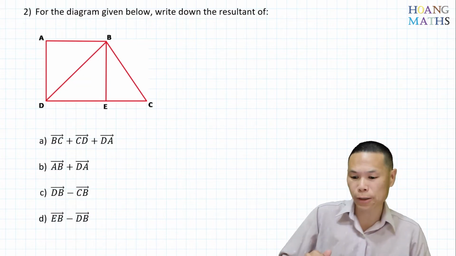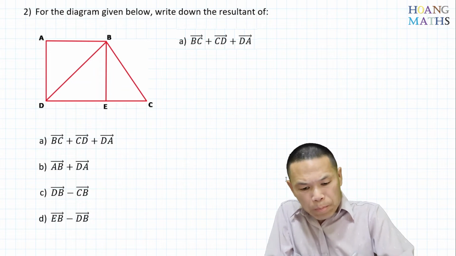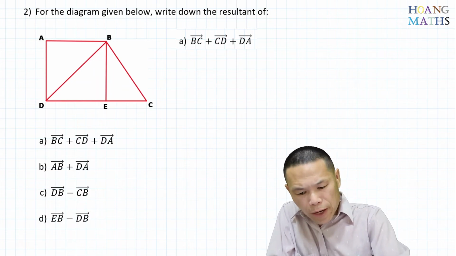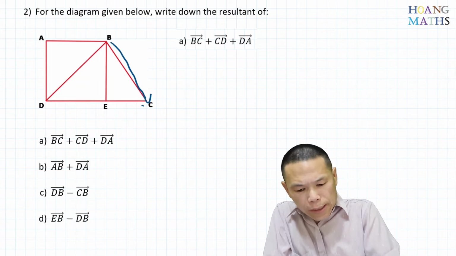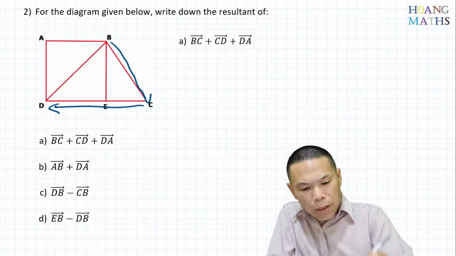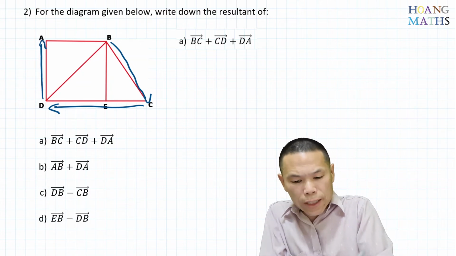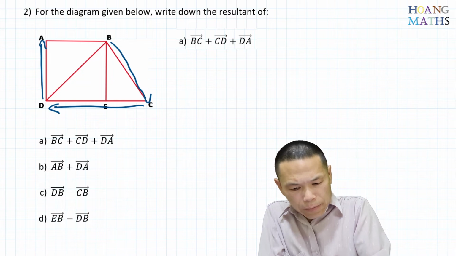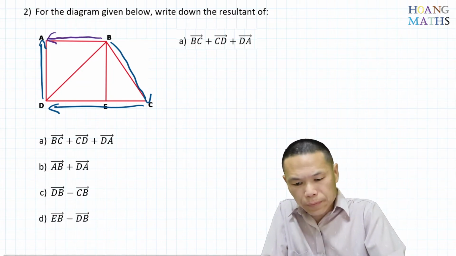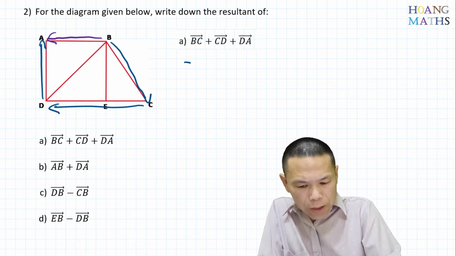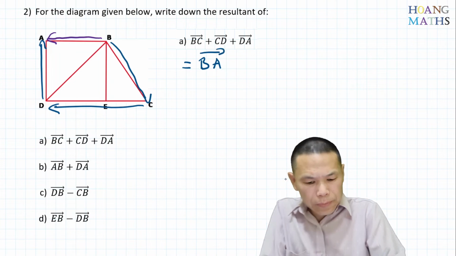So let's get into this. First one, we have BC, which is this vector here, and then we add CD, which is this vector here, plus DI, this vector here. Therefore the resultant vector is this vector here. So that is BI. There you go.